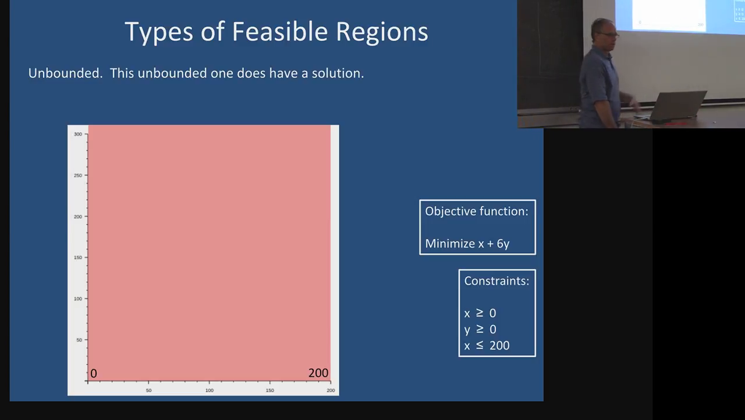So you can have a bounded, finite feasible region, and there's guaranteed to be an optimal solution. You can have a completely infeasible program, and there is no solution. You can have an unbounded feasible region, and it may or may not have a solution. It just depends on the details.